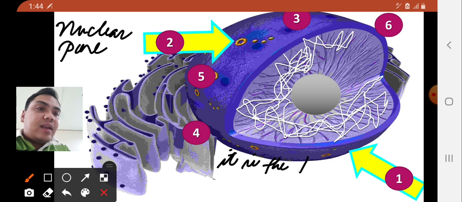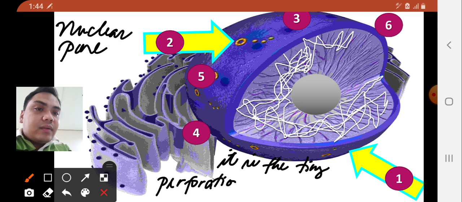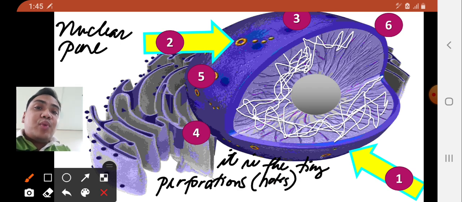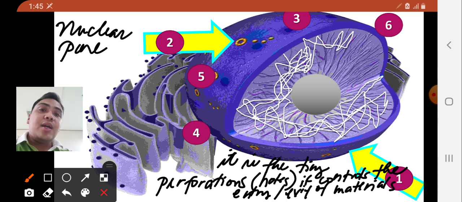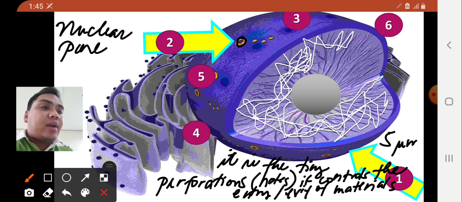The nuclear pore is made of tiny perforations, meaning tiny holes, which control the entry and exit of materials. This is the main function of the nuclear pore. It acts as the security guard of the nucleus, since it controls the entry and exit of different materials like proteins and DNA molecules, along with other essential substances. Its diameter is approximately 5 micrometers. So this is known as the nuclear pore.